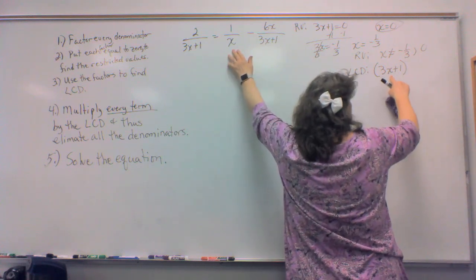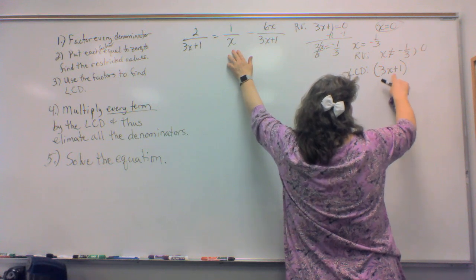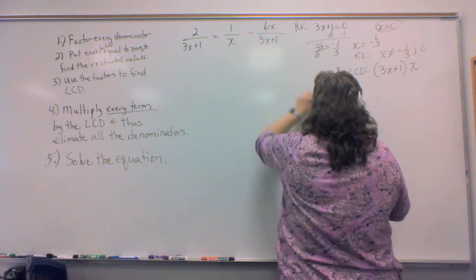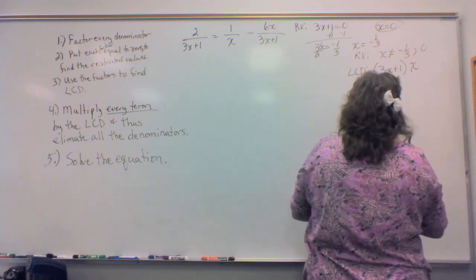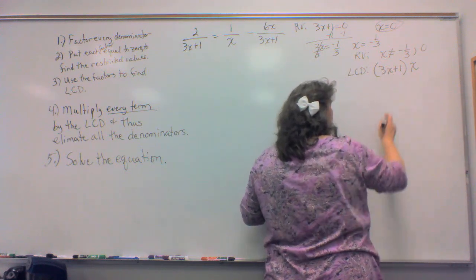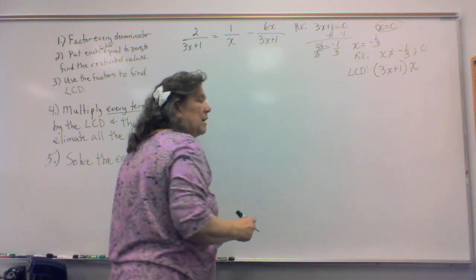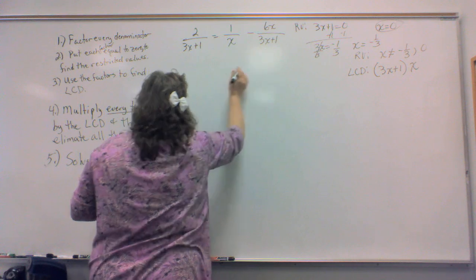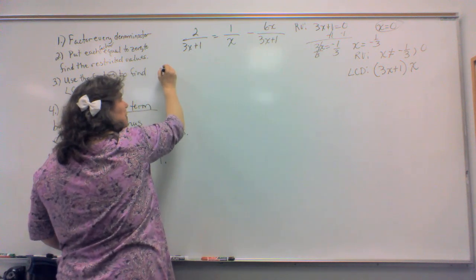X is not in this because this is all one thing. So we have to put it here too. Now our next one has 3x plus 1, so we're finished. So our lowest common denominator is x times 3x plus 1. Now we're going to multiply every term by that. And it's at the numerator level.